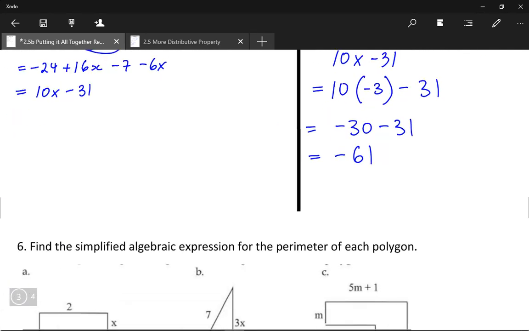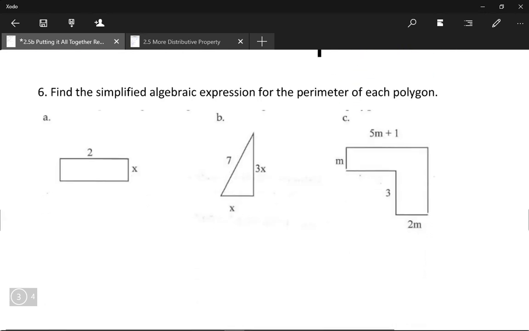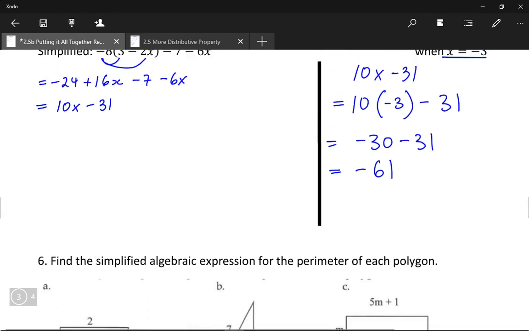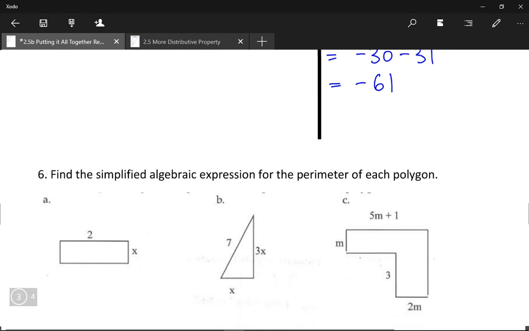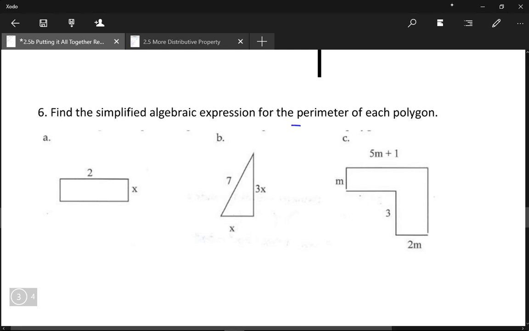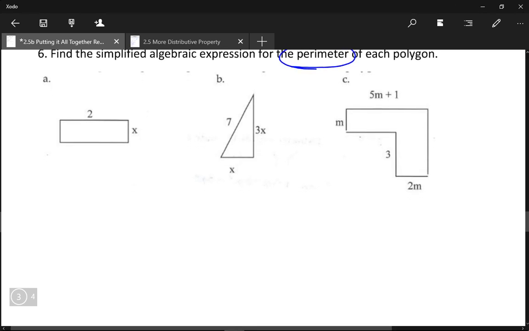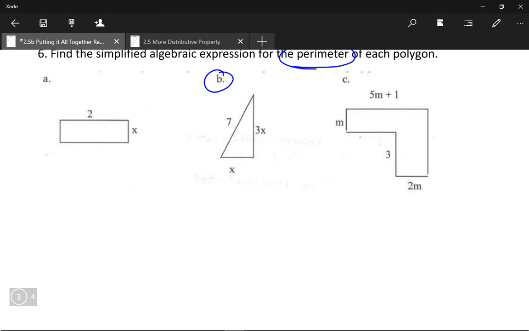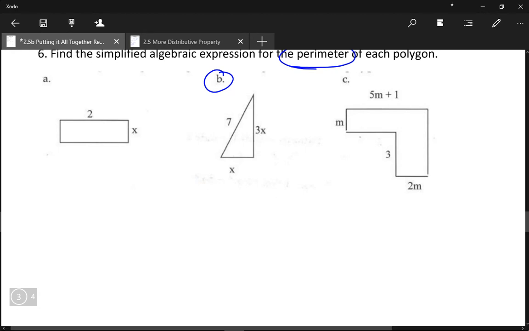Okay, number 6. I've given you a lot of shapes in that homework and in the handout from Friday. So again, I'm going to review some of these here. So find the perimeter. I'll do B and you can do A and C on your own. So perimeter B, all you do is add up the 3 sides.